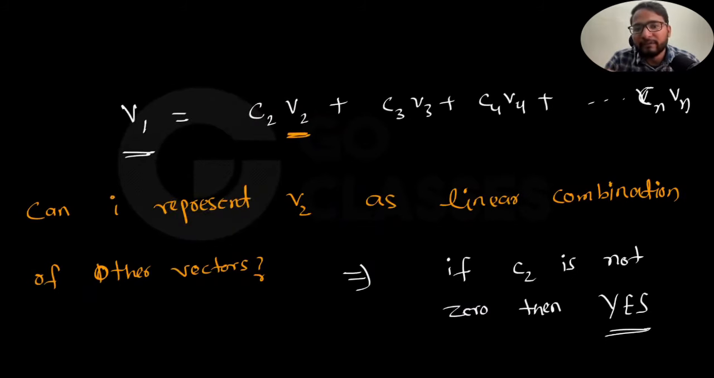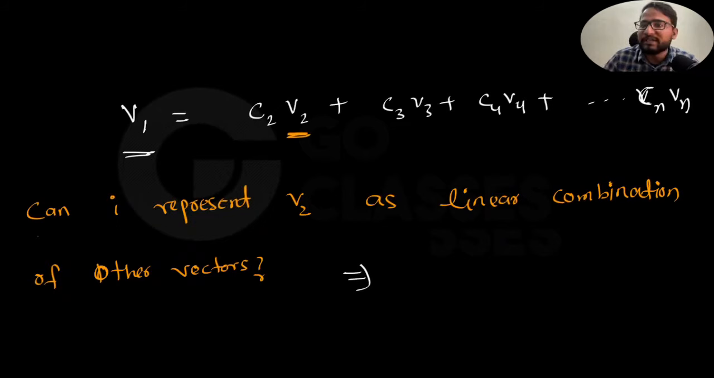Now, suppose I have v1 equal to, okay, now I'm going with the abstract thing, which means instead of giving you the actual numbers, I'm just writing v1, v2, c1, c2. I hope that's fine. Can I represent v2 as a linear combination of other vectors or not? I'm giving you that v1 is a linear combination of other vectors. If I ask you, can you represent v2, then what will you ask me as a counter question? Can anyone tell me?